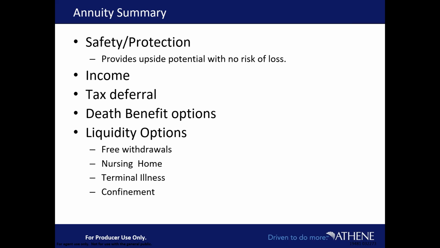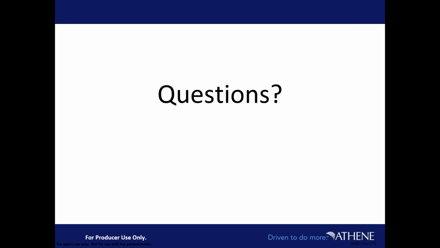So again, annuity summary: safety and protection, provides upside potential with no risk of loss in a fixed index or fixed annuity. Can use them for income. They have tax deferral, death benefit options, and a number of liquidity options: free withdrawals, nursing home, terminal illness, confinement waivers, all those things we talked about earlier. And so that is the end of my presentation.